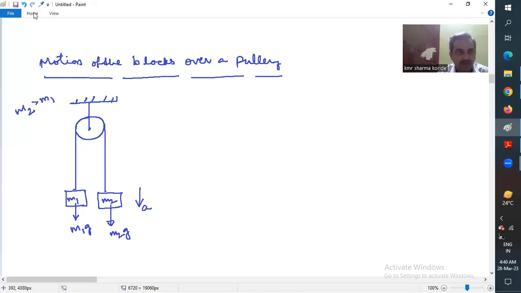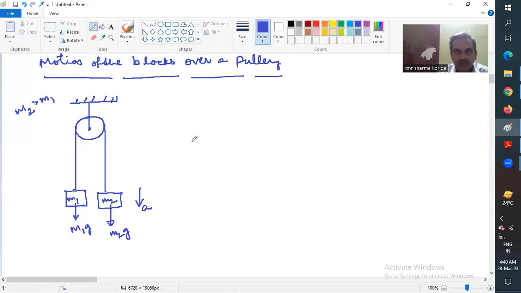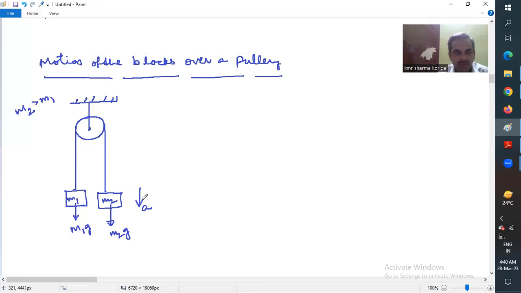So m2 greater than m1 means automatically m2 will try to come down with some acceleration. Now, how does tension favor and oppose? Since m2 is coming down, tension opposes its motion. There is only one string, so there is only one tension. So tension opposes the motion of m2. At the same time, m1 will go up. Tension favors m1, but its weight opposes.